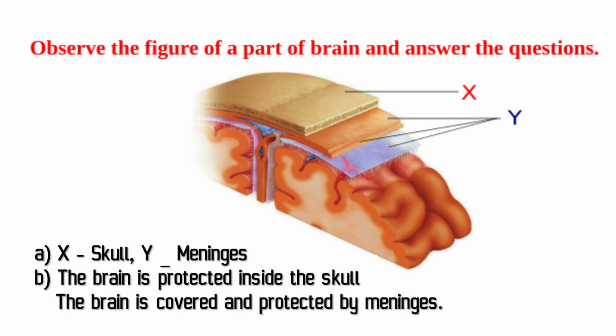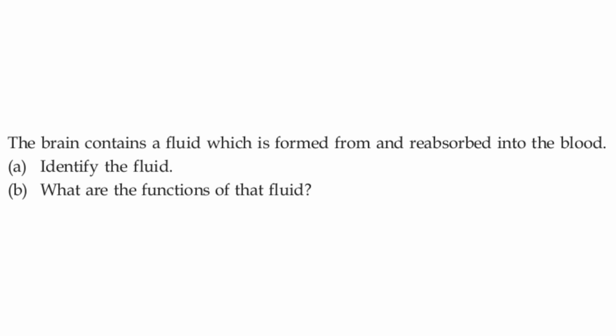Particularly, the brain is protected inside the skull. The brain is covered and protected by meninges. Second question, the brain contains a fluid which is formed from and reabsorbed into the blood. A. Identify the fluid, and B. Which are the functions of that fluid.